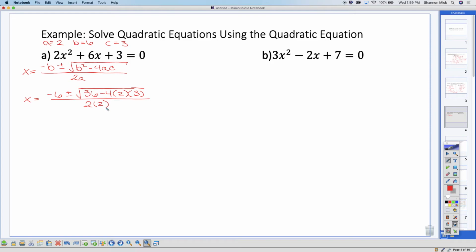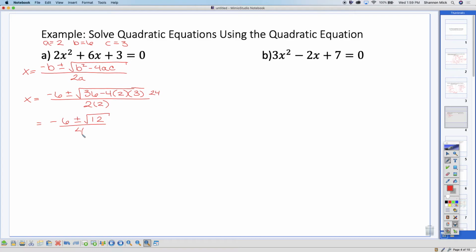Okay, so what do I do first? Multiply the 4 times 2 and 3. Okay, so that gives me 24, yes? Negative 24. Well, yes, but then what do I do? You do 36 minus 24. And you do 2 times 2 on the bottom. So I get the square root of 12.